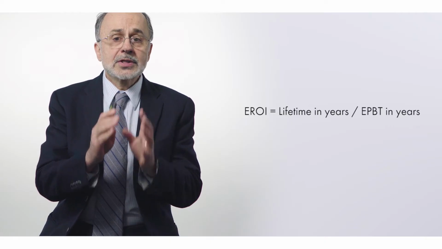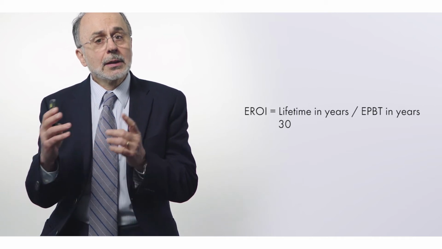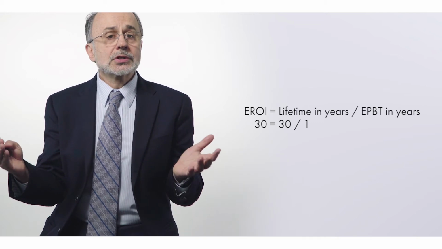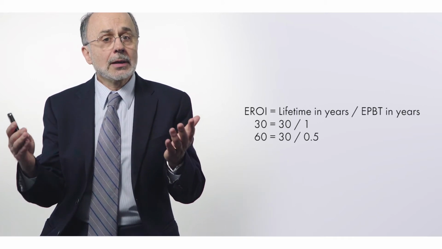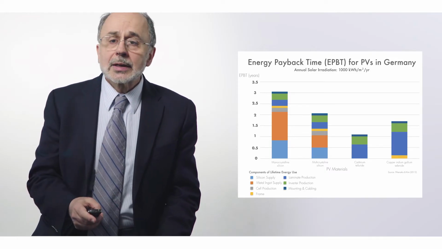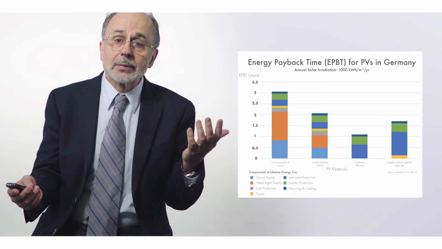Now, if the system will operate for 30 years, the EROE will be 30 divided by 1, that will be 30. If the system produces all the electricity in half a year, the EROE will be 60. Just as an example, energy payback times in different technologies range from about 1 to 3 for operation in Germany. There was the biggest market early on, but Germany does not have a lot of sun, so 1,000 kilowatt hours per square meter per year.